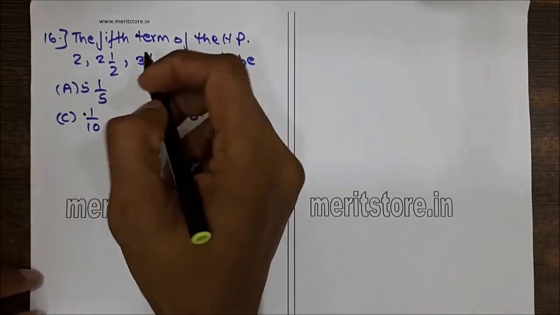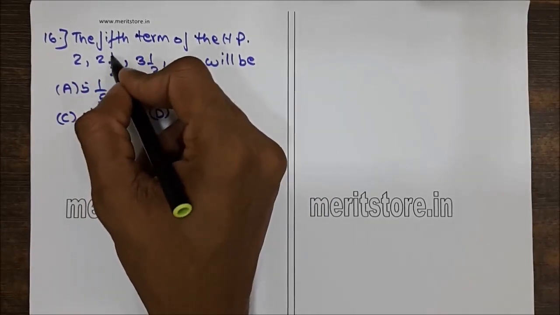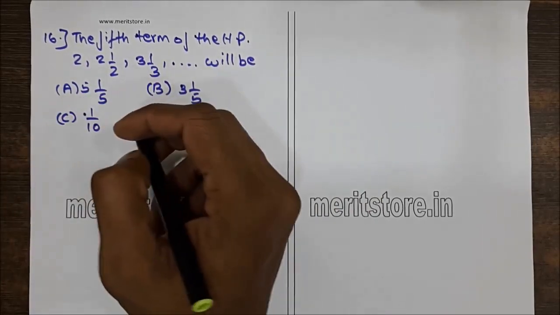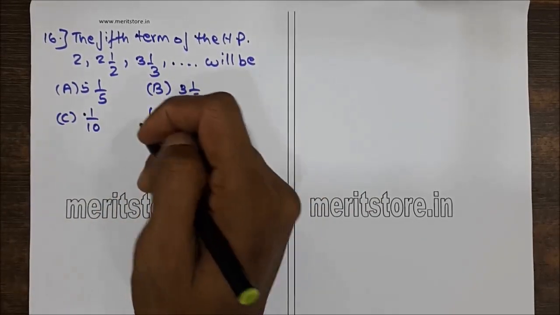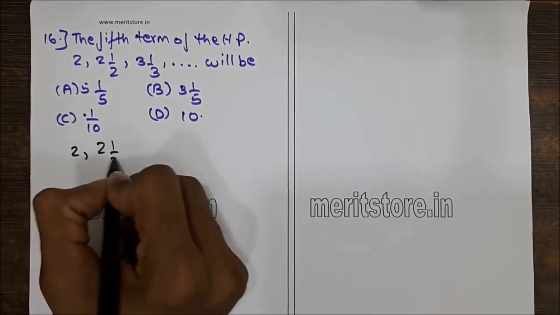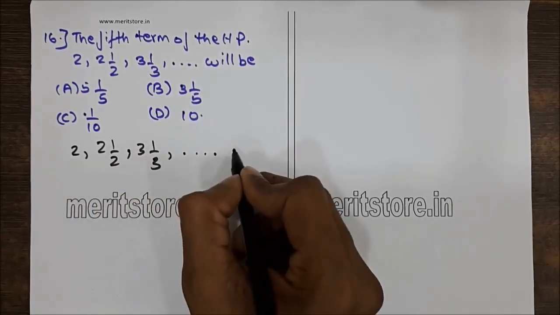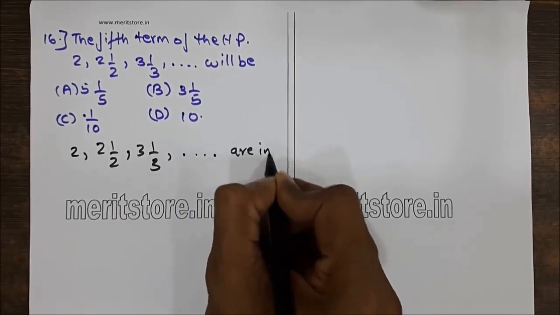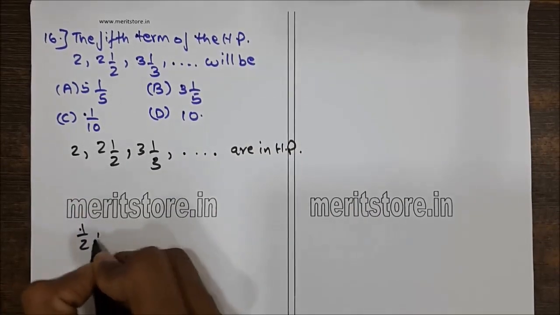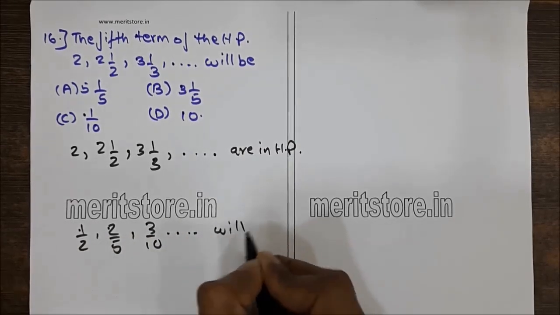Question 16. If the fifth term of the HP, that is 2, 2 1/2, 3 1/3, will be, we have four options, that is A 5 1/5, B 3 1/5, C 1/10 and D 10. So the series 2, 2 1/2, 3 1/3 are in HP. So this can be written as 1/2, 2/5, 3/10, which will be in AP.